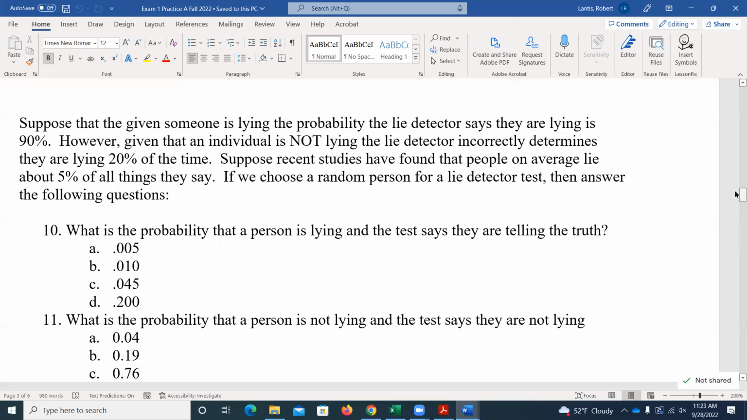This is an example where, if you're working through this, it might be easy to confuse things, because we're looking at a lie detector. So there, the state of nature is I'm either lying or I'm not, and then the outcome of the test is whether or not the lie detector says I'm lying. So those terms are kind of the same.